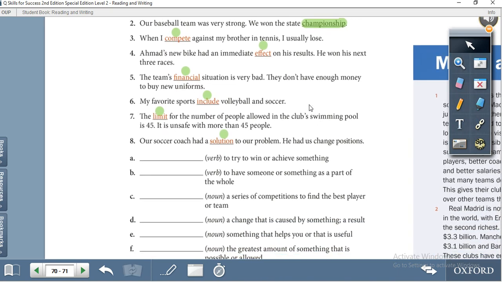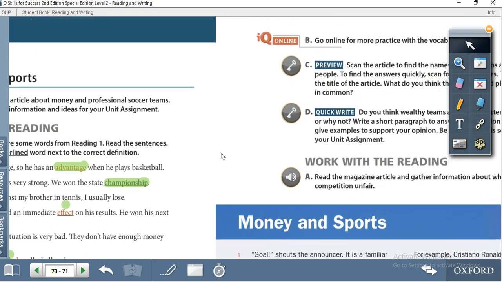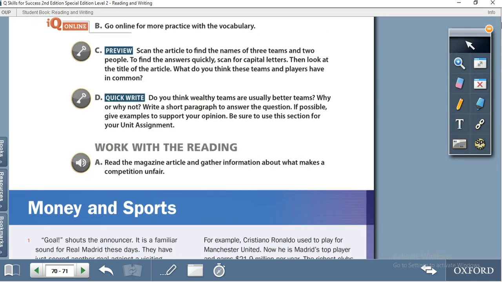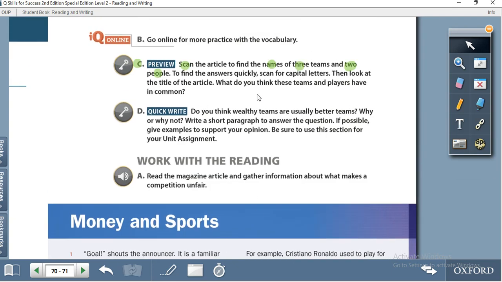So you have to read these underlined words and match them with the definition and show the answers to your teacher. Then we'll move to activity C. What does it say? Scan the article to find the names of three teams and two people to find the answer quickly. Just scan doesn't mean to scan by your mobile phone. Scan means go quickly.